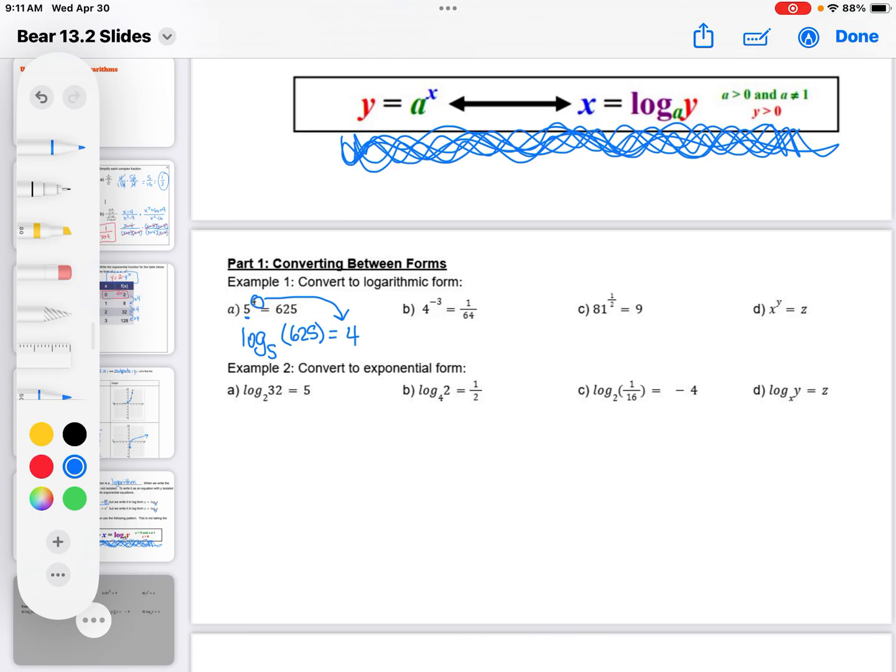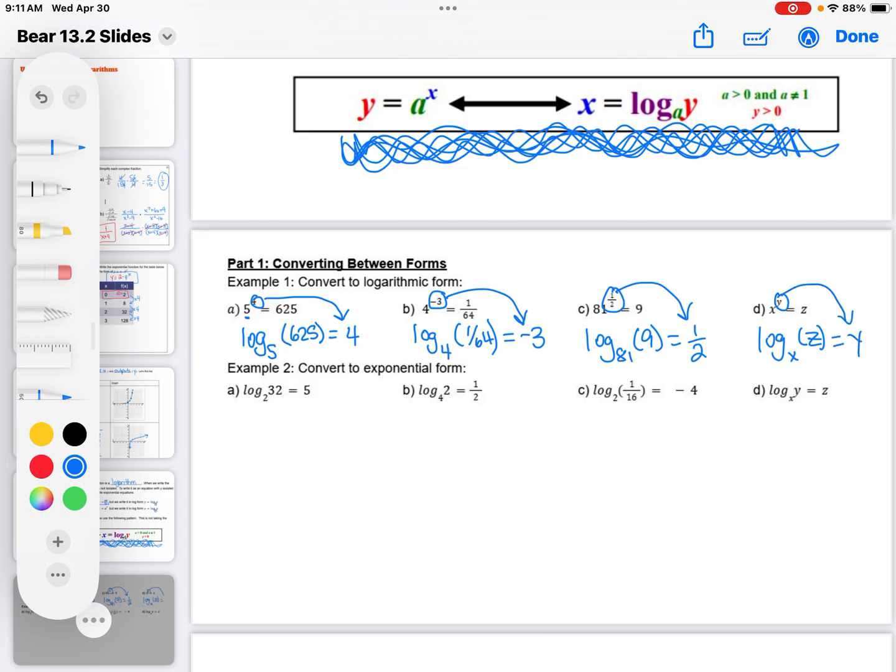So if I look at this next one, it'll be log base 4 of 1/64 equals my exponent of -3. For the next one, we have log base 81 of 9 equals our exponent of 1/2. And generally, on this last one, we have log base x of z is equal to our exponent, which is y.